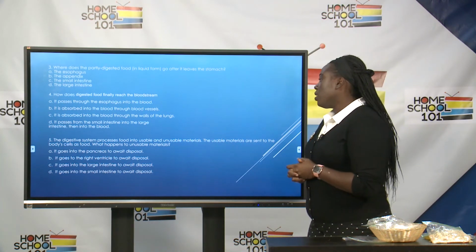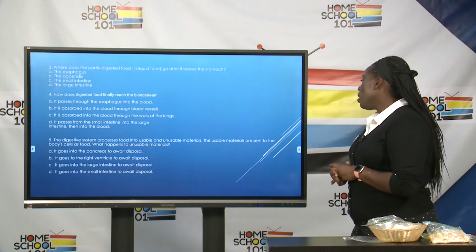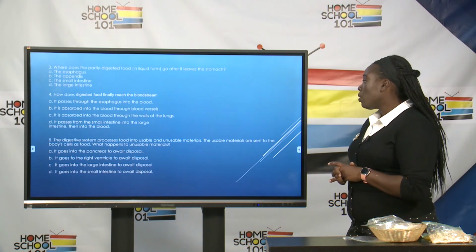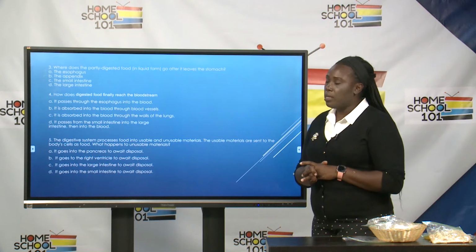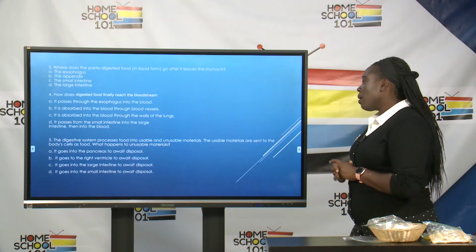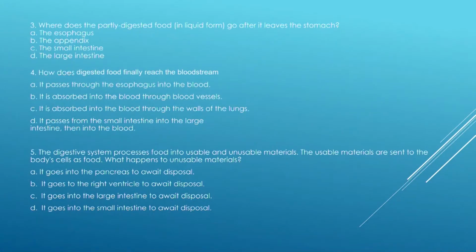Number 5, the digestive system processes food into usable and unusable material. The usable material is sent to the body's cells as food. What happens to the unusable material? A, it goes into the pancreas to await disposal. B, it goes to the right ventricle to await disposal. C, it goes to the large intestine to await disposal. D, it goes to the small intestine to await disposal. If you answered C, you are correct.